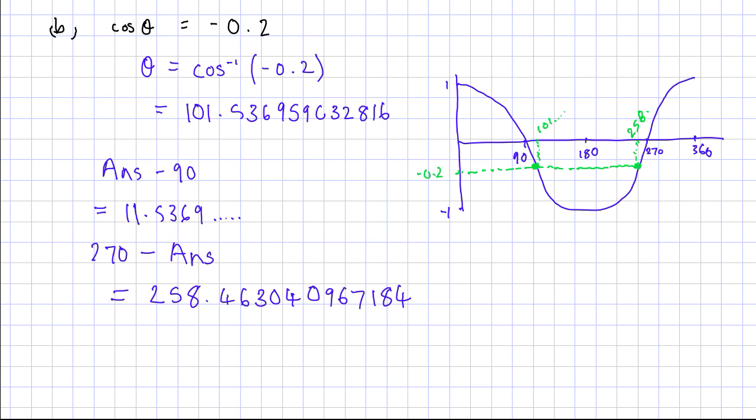So this value here is the value that I've worked out here, and that is 258, sorry, 0.4, and then it carries on. So there's this value and there's this value. If I worked out the cos of these two values, I should get minus 0.2. And I can see that these are the only values between 0 and 360 that will give me minus 0.2. Again, I'm just going to round them. To 2 decimal places, this rounds to 101.54, and this one rounds to 258.46. Alright, let's go to the next one.